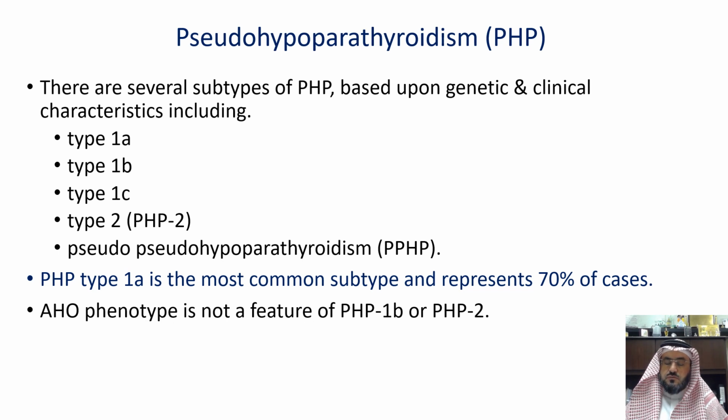But I remind you, not in all subtypes of pseudo-hypoparathyroidism are there clinical manifestations of, for example, obesity, short stature, or mental abnormality. Sometimes we have a normal person with only abnormal biochemical findings: low calcium, high phosphate, high parathyroid hormone. That is a typical example of type 1B and type 2. They don't have any clinical manifestations.